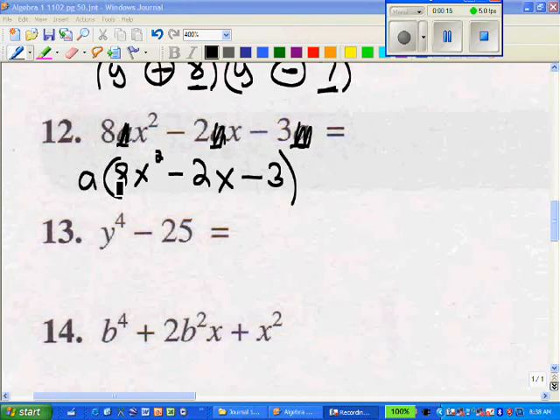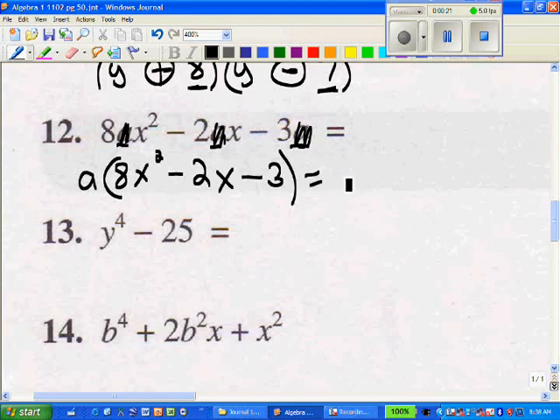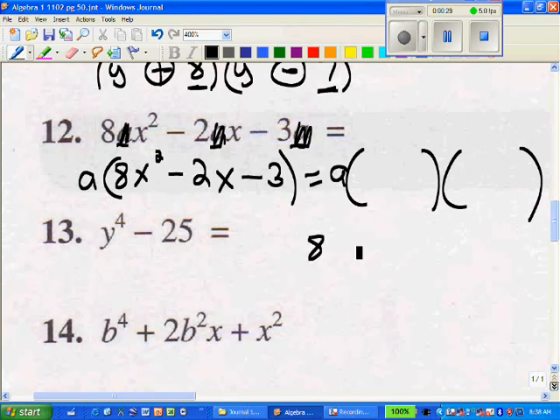Now what I'm going to do is factor what's inside the parentheses, and I'm going to start by putting my parentheses here. A, parentheses, parentheses. Okay? Now I'm going to start off by writing all the factors of 8. I think it's just 8 and 1 and 2 and 4. And then all the factors of 3 are easy. 3 is a prime number, so only 3 and 1 are factors.